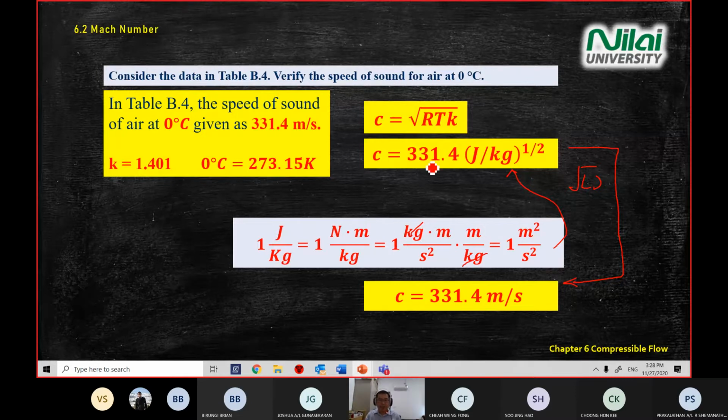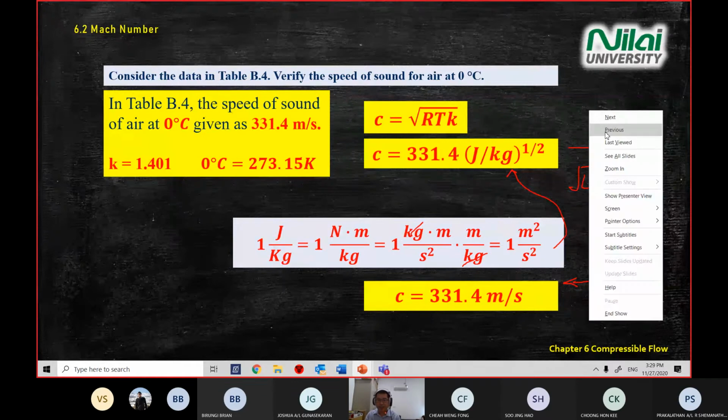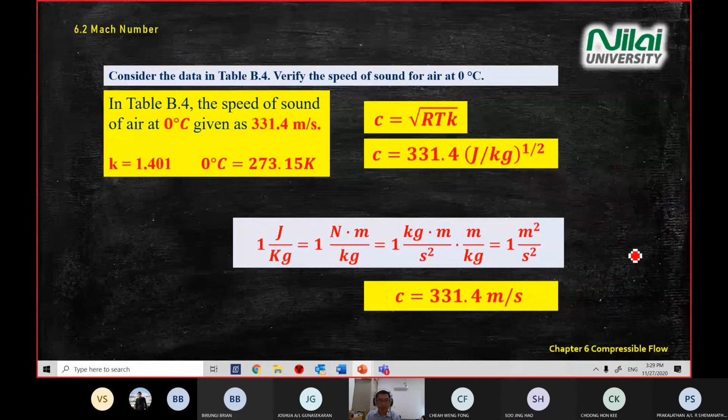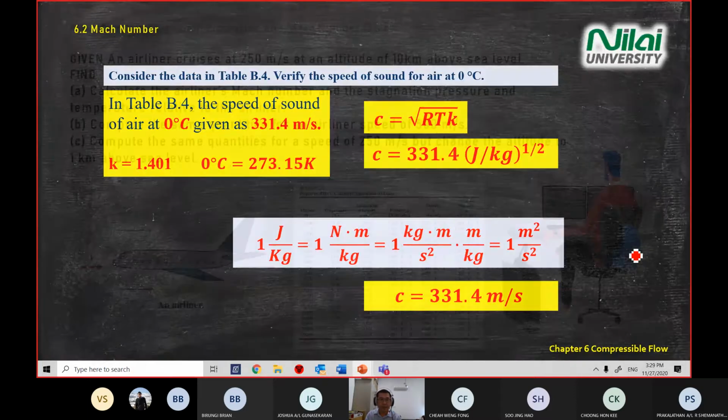Any question? Anything that you want to ask me to clarify about this slide? Any mathematic steps that you don't understand? Okay, Noah, clear. Okay, good.